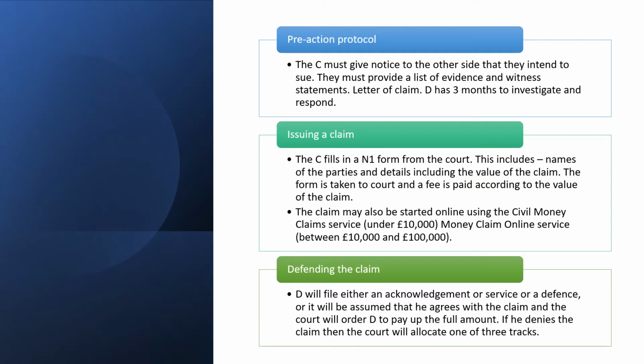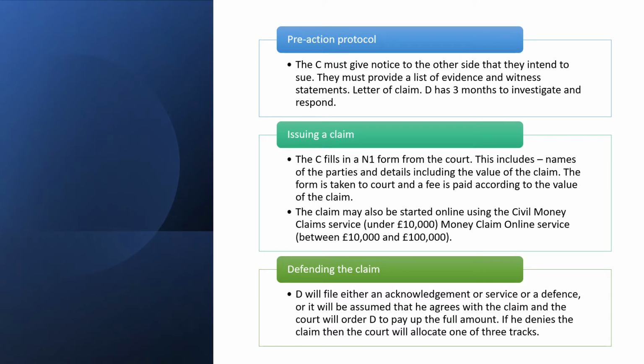Now, you can also start claims online. So, the claim must also be started online using the Civil Money Claim Service if it's under £10,000, or the Money Claim Online service if it's between £10,000 and £100,000. This can be found online on the gov.uk website.